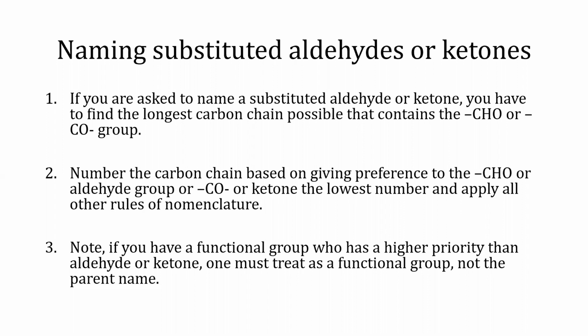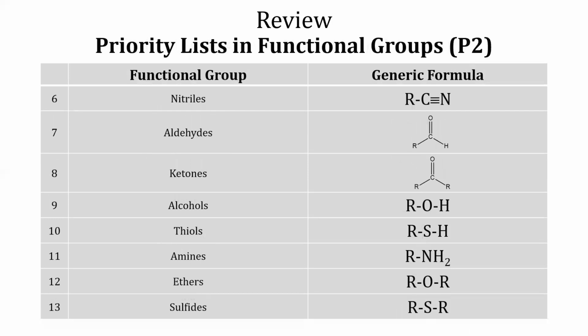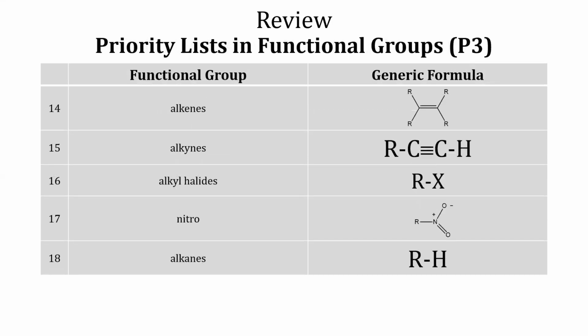3. If you have a functional group with a higher priority than aldehyde or ketone, one must treat the aldehyde or ketone as a substituent, not the parent name. Here is a list of all the parent functional groups, with carboxylic acids highest in priority and alkanes lowest in priority.